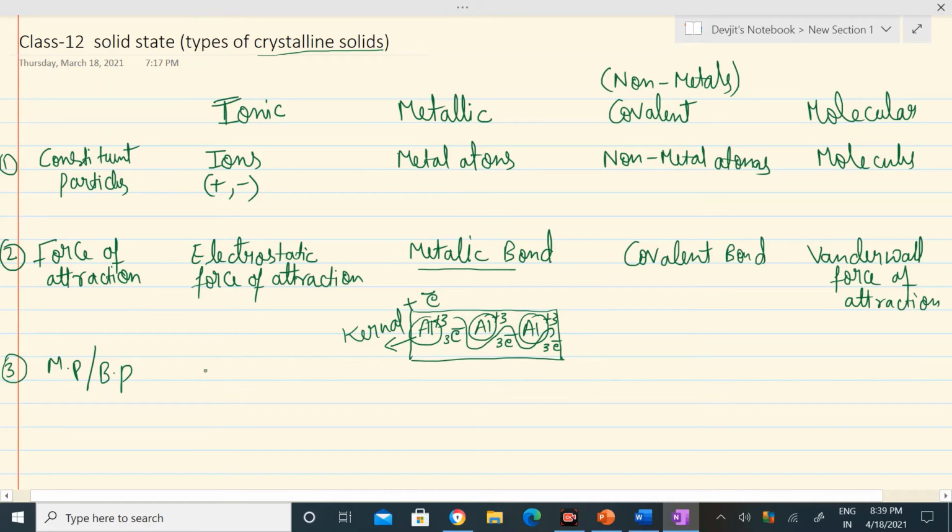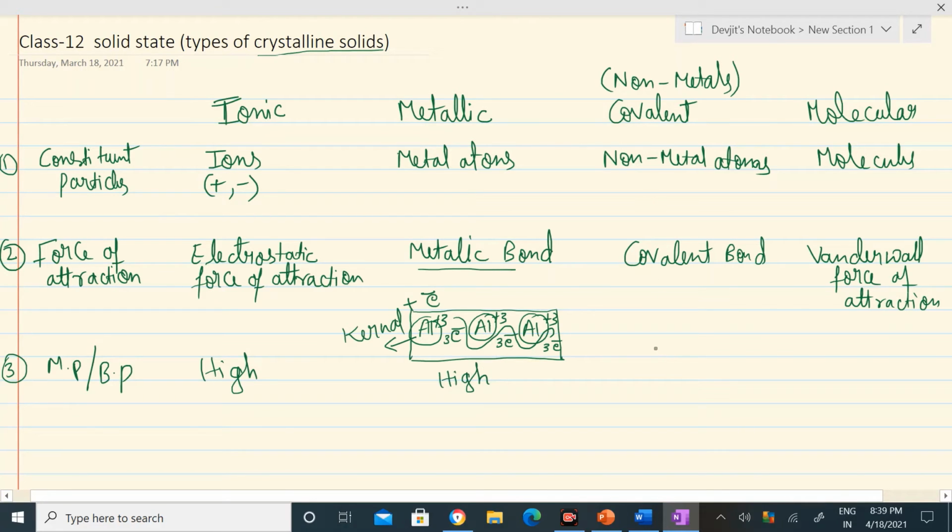That's why the melting and boiling point is going to be very high, very high. Then it is a metallic solid. Again, the attraction between kernel and electron is quite strong, so it is also having a high melting and boiling point.